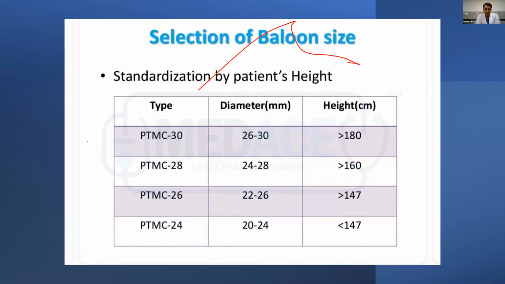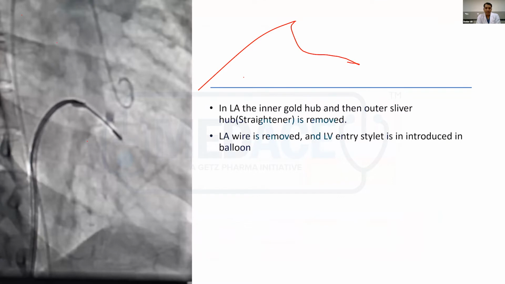I have already discussed the selection of the balloon size. One important point: in the LA, the inner gold hub. During our case presentation, we'll show you the parts of the balloon during preparation, the inner gold hub, the outer silver hub and the straightener, and how they are removed. When we are in the LA, first the inner gold hub and then the outer silver hub are removed, and during the taking out, the LA wire is removed. But practically this would be explained during our case presentation.